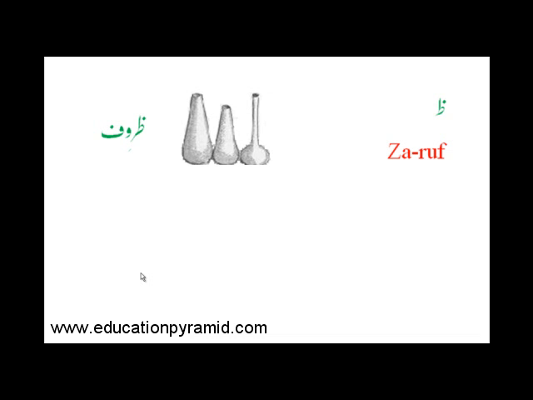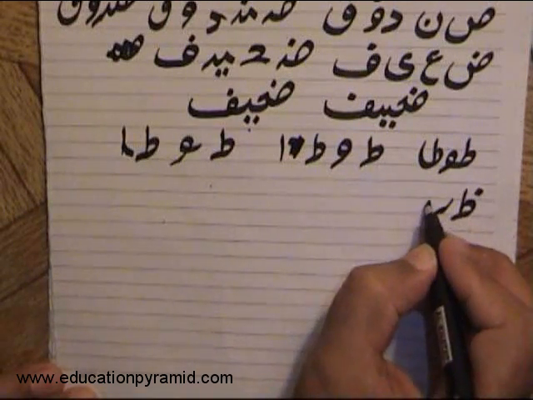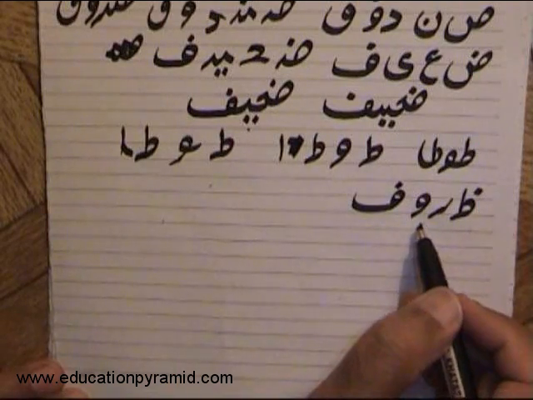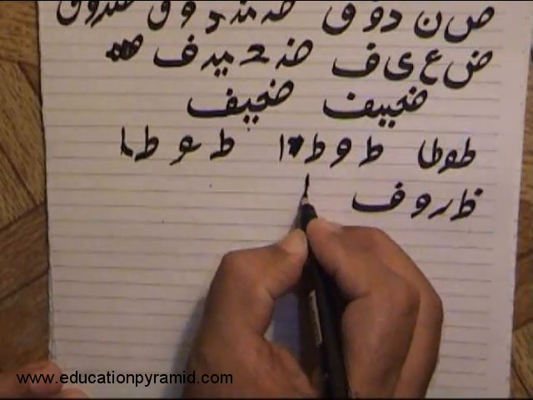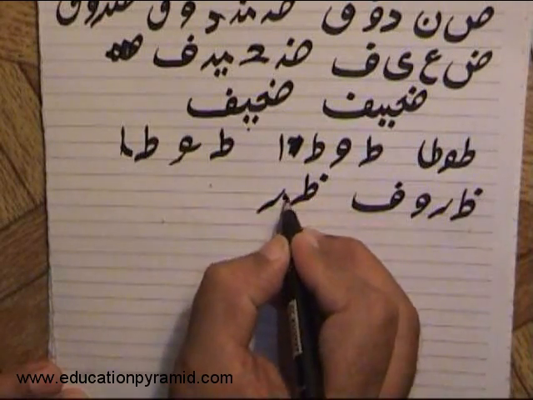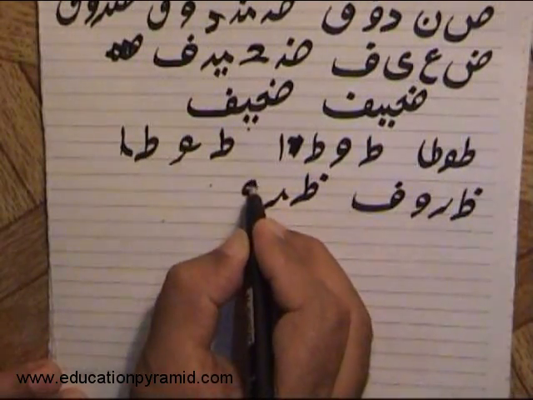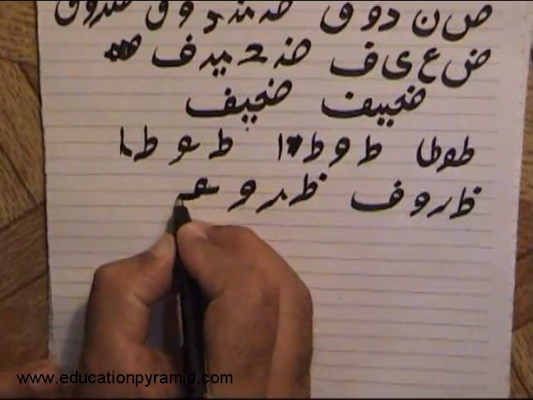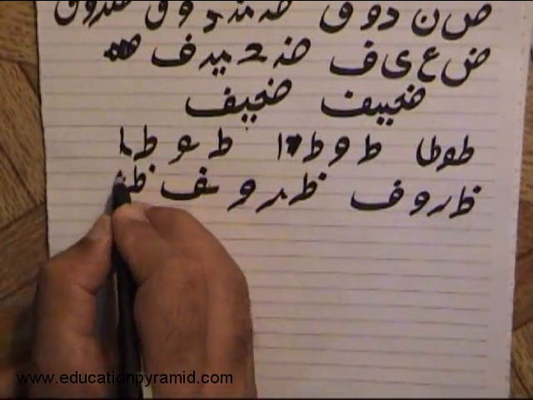Zoe. Zaruf, vessels. Zoe, re, wow, and then fe, zaruf. So fe is a connector, wow is a non-connector, re is a non-connector, and zoe is a connector. So zoe will take the initial position. Then we have re. Re is a non-connector, so it will not be connected with the next letter. Vav will assume the independent position because it is also a non-connector. But fe is a connector, so it will assume the final position. So we can write zaruf like this. Zaruf.